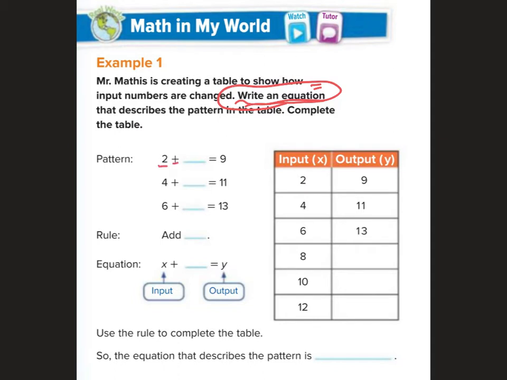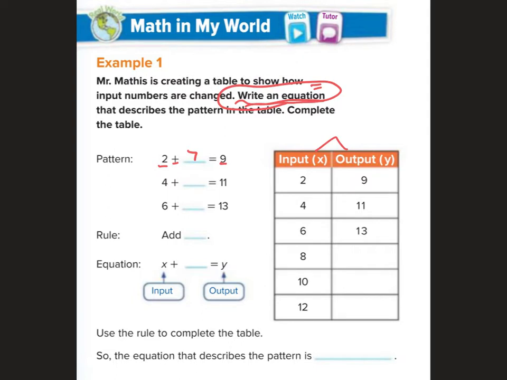2 plus what equals 9. So here's how I know it's adding. I can't count by 2s and hit 9, right? 2, 4, 6, 8, 10. I jump right over 9. So I know it's not going to be multiplying. I know I'm going to need to add. 2 plus what is 9? That'd be 7.